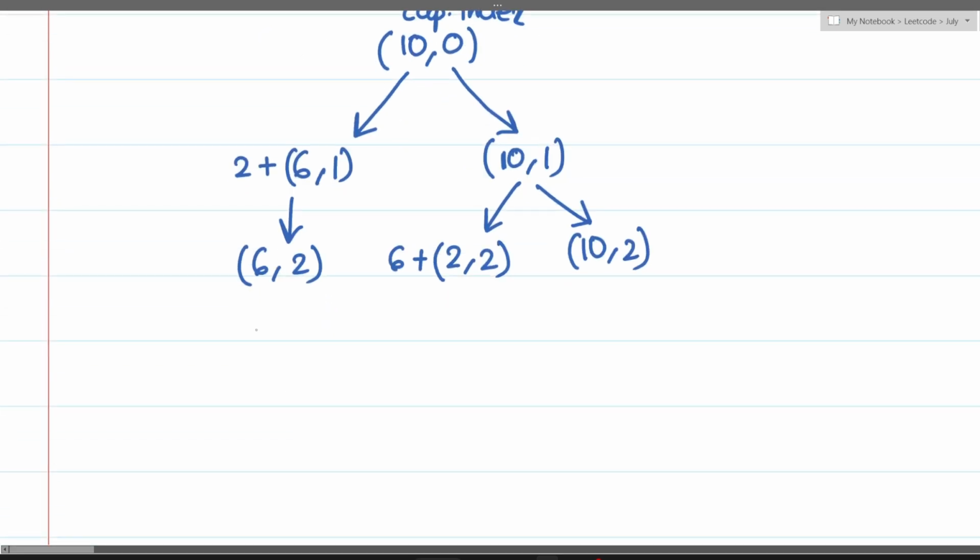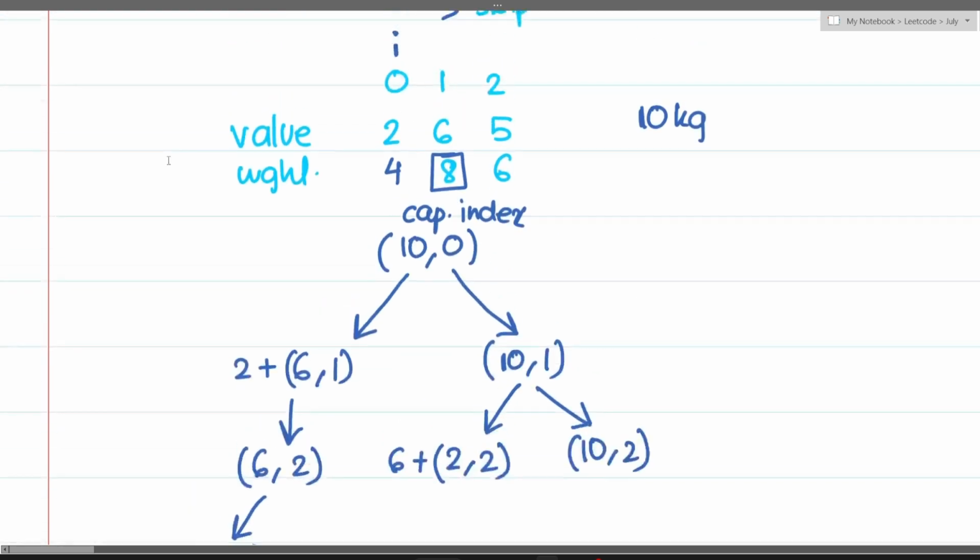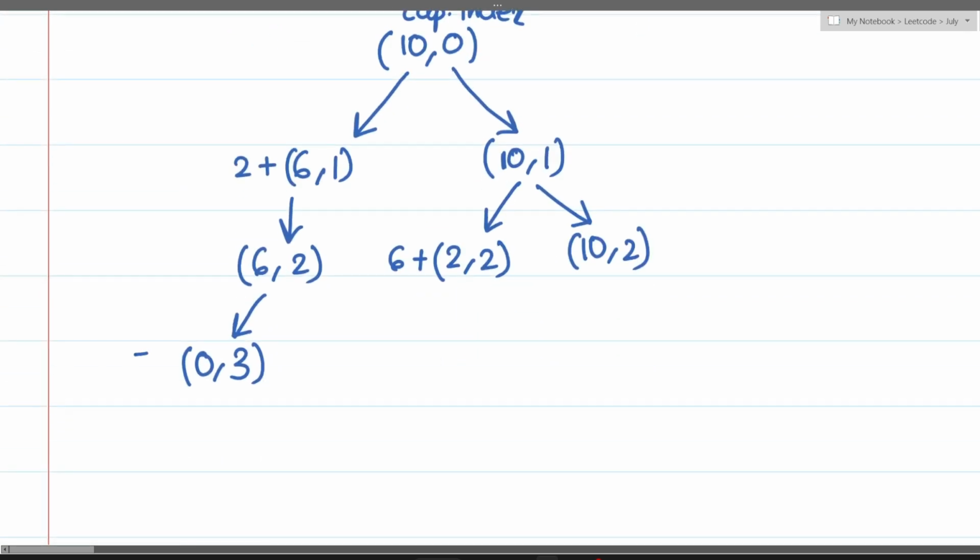Yes, I can. So I will have 0 capacity left, and the value associated with it is 5, so 5 plus this particular recursive call. If I don't take it, I will be left with the same capacity, and the index will be 3. Similarly, over here, when I make the recursive call, I have 2 capacity left. The only thing I can do is ignore, so it's going to be 2 comma 3.